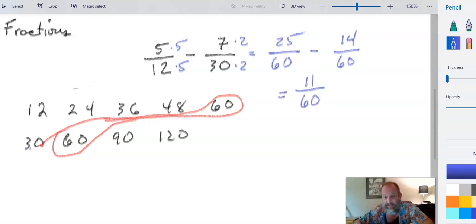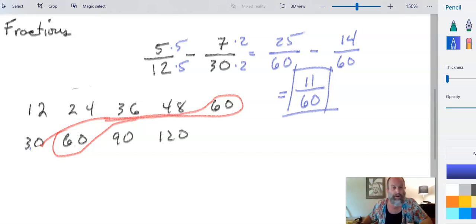I need to check to see if it reduces, right? 60 has a lot of factors. It's probably easier to check 11. 11 has 1 and 11 as factors, and 11 doesn't go into 60. So that means that this is reduced, right? And that's the idea here.